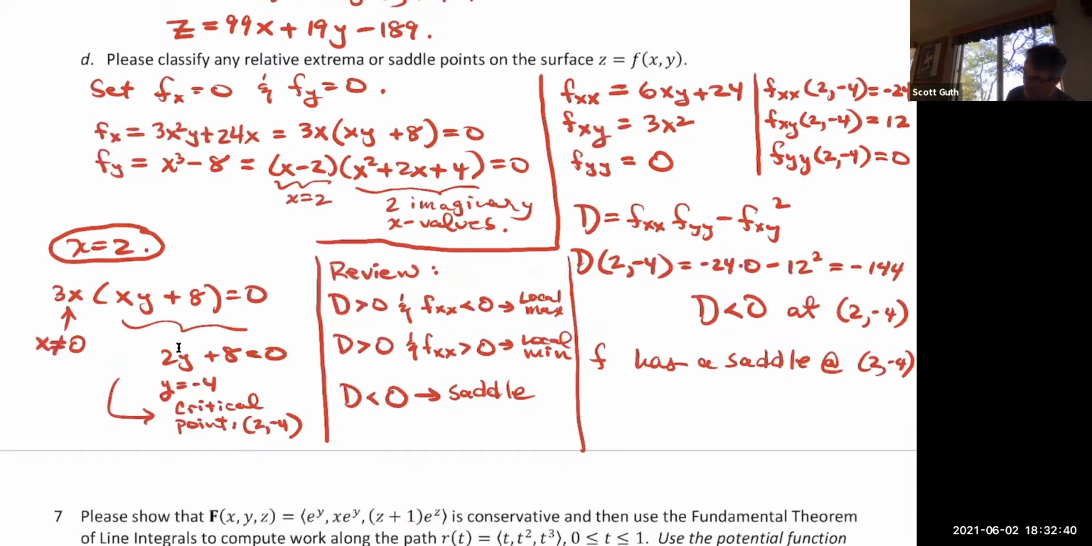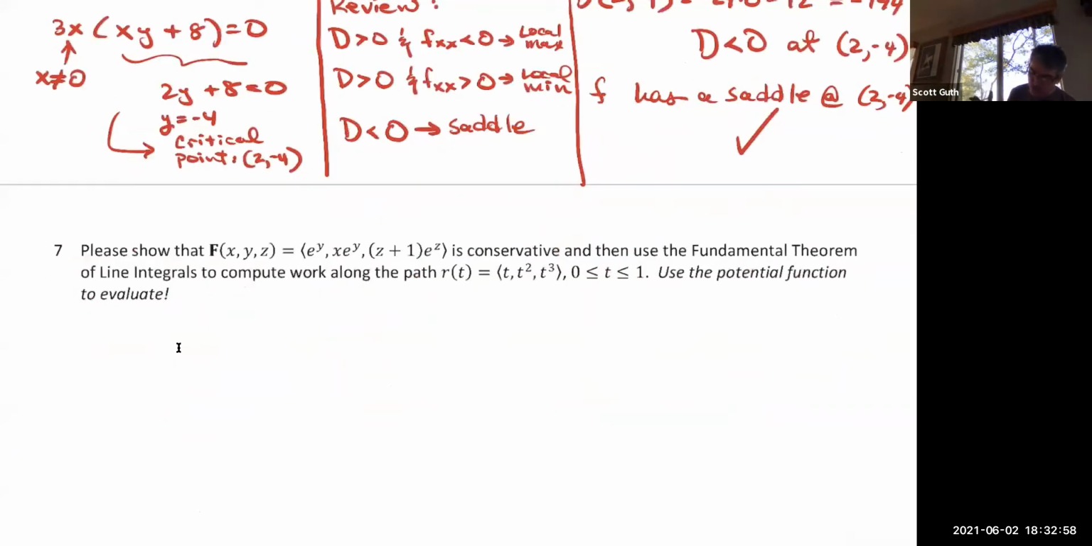So anyway, f has a saddle at (2, -4), and I guess we're done. Okay, any questions? So this looks pretty serious here.